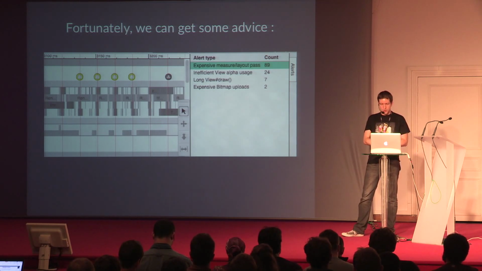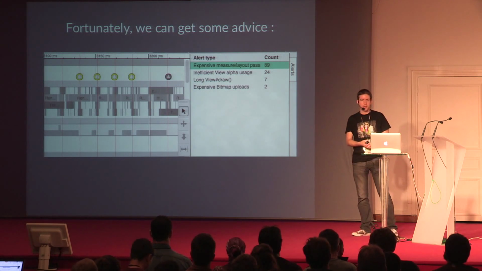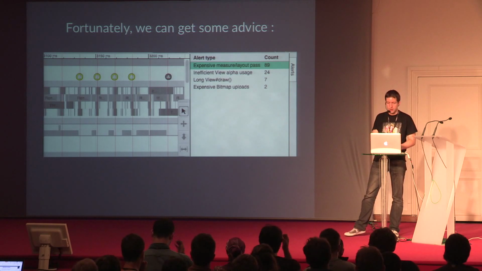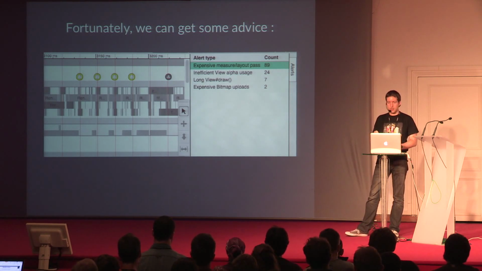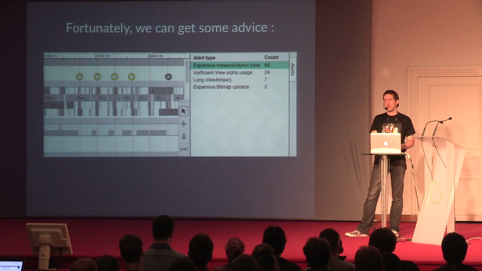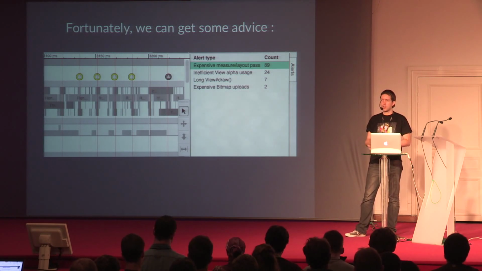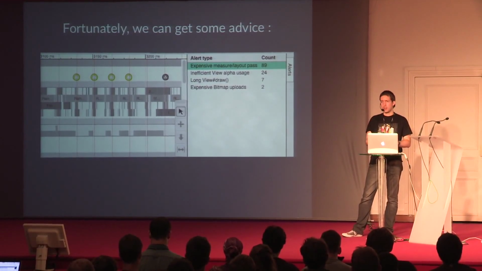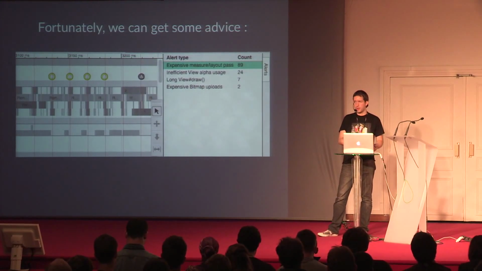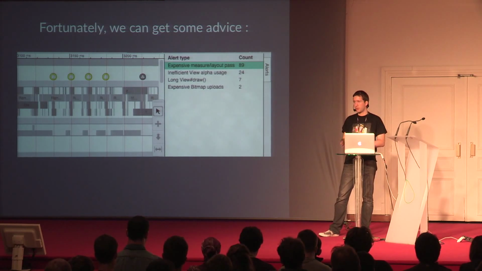Finally, I've got a lot of occurrences of expensive measure layout paths. What does it mean? We've got, for each frame that we want to display, a call to perform traversal. So it's a system call that will traverse your whole UI, and if it is already measured and laid out, okay, everything is cached. So it will only call a draw for each view and send the result to the GPU.